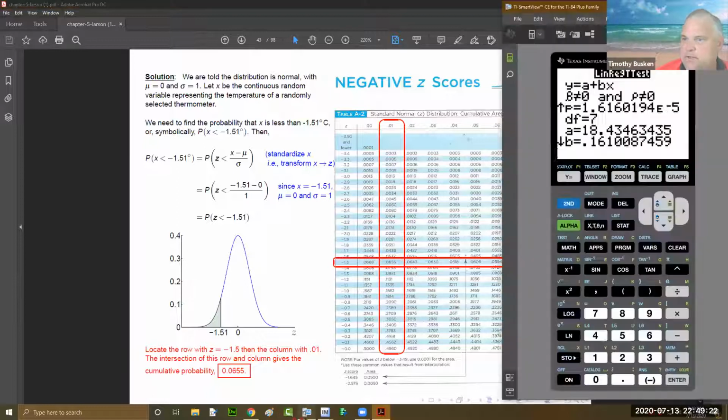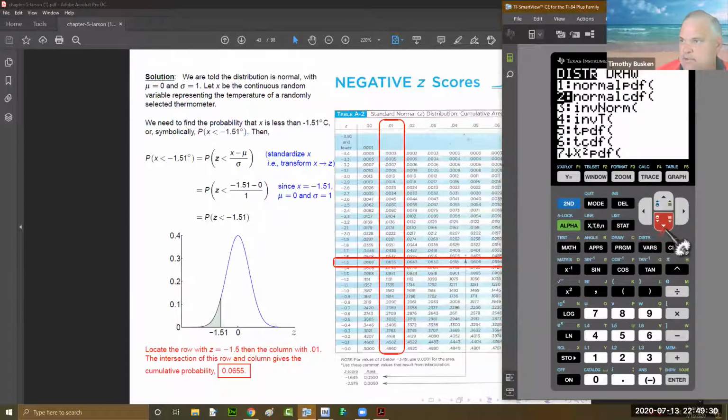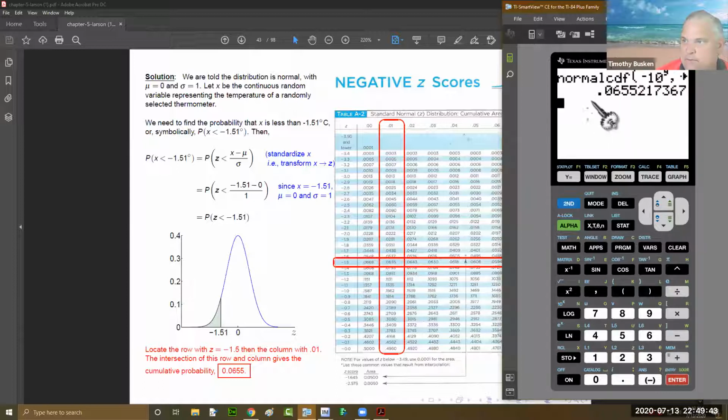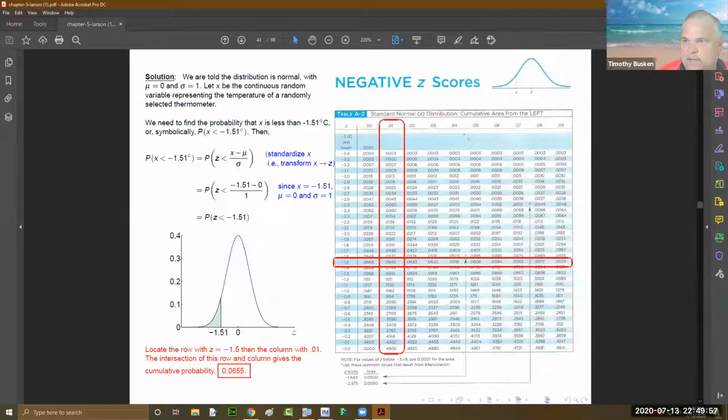If you wanted to, you could use the calculator to find that same probability. We're going to press second, vars, and access the normalcdf command. Here our lower will be negative 10 to the 9, upper will be negative 1.51. Make sure mu and sigma are 0 and 1. When we paste that in and hit enter, we get that probability. If you have to answer a question like this, I recommend you use normalcdf on the calculator, but at the same time, you can use the z-table, as the answer should be the same.